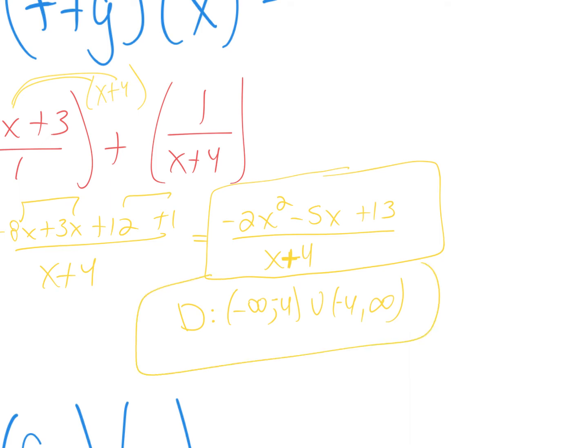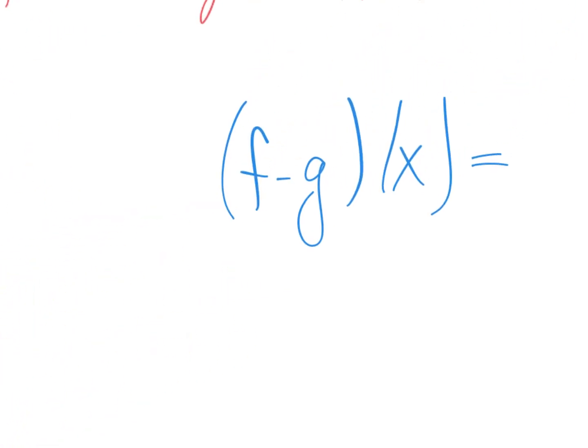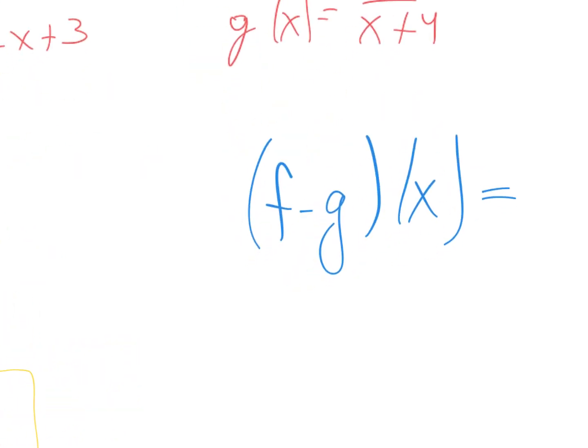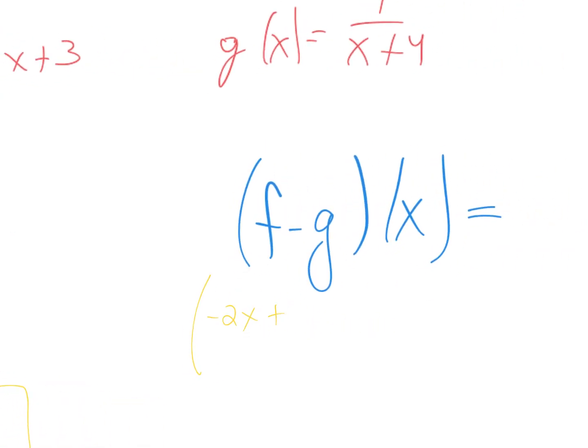But there's no other domain restrictions. I don't have a square root anywhere. I don't have a variable underneath the square root in the denominator, so we're good. So now we're going to do the exact same thing, but now we're going to do what? Subtract. So I take my original f function. Is it always going to be f minus g? No, it's just the way I wrote it. So negative 2x plus 3 over 1 minus 1 over x plus 4.